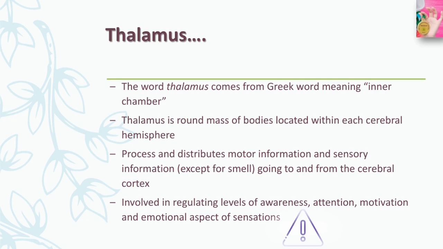However, the thalamus is more than just a sensory relay station. It is also thought to be involved in regulating levels of awareness, attention, motivation, and emotional aspects of sensations. You can say that the thalamus lies above the brainstem and is situated between the two cerebral hemispheres, and it is called the relay station and is primarily concerned with passing sensory information, again except for smell, from the senses to the cerebral hemisphere.